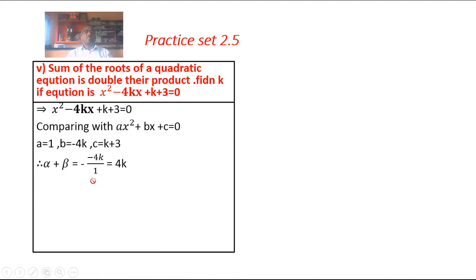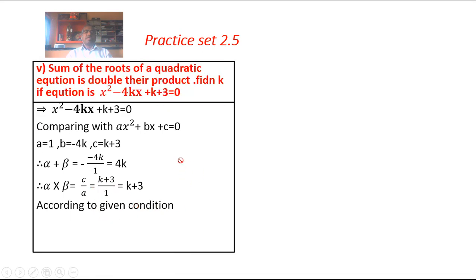First, to find the sum of two roots, alpha plus beta is equal to minus b upon a. The value of b is minus 4k upon 1, minus minus is plus, then alpha plus beta is equal to 4k. To find the product, alpha into beta is equal to c upon a. The value of c is k plus 3 upon 1, which is equal to k plus 3.